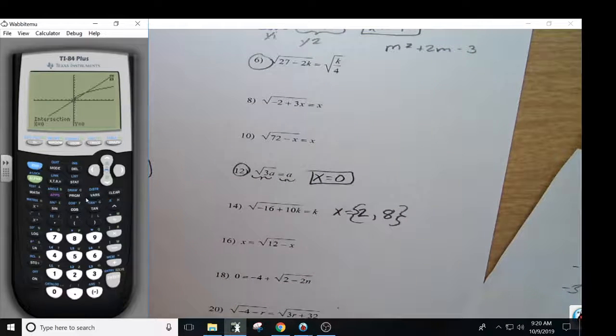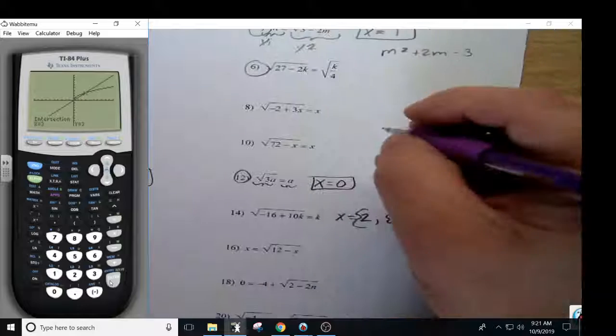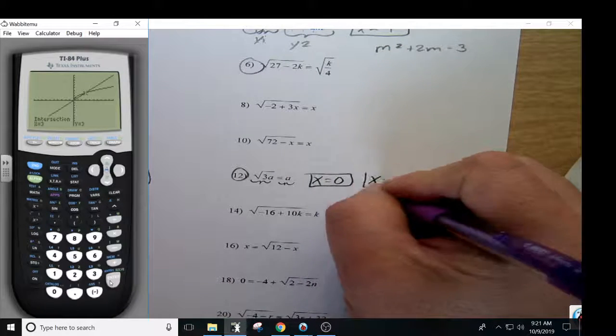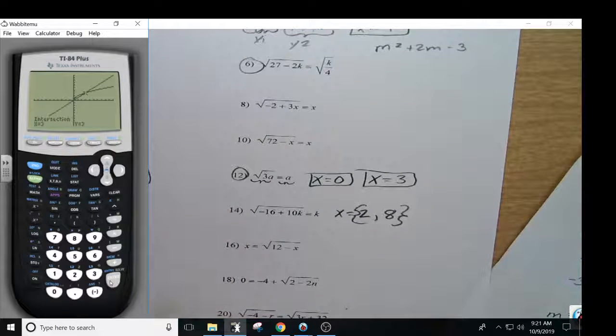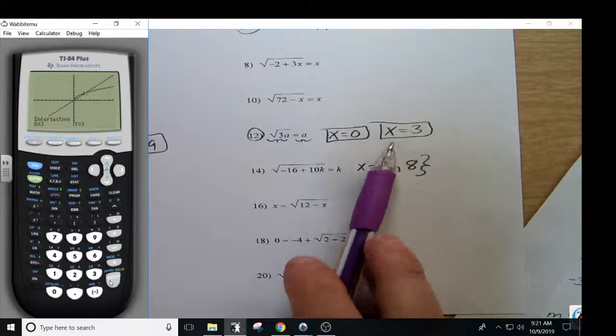And then second trace, intersect. Bring it up to the top. Bring it above the other intersect and press enter 3 times. Yeah, that's your 2. Did you understand that, Heather? Yeah, there's your 2 right there.